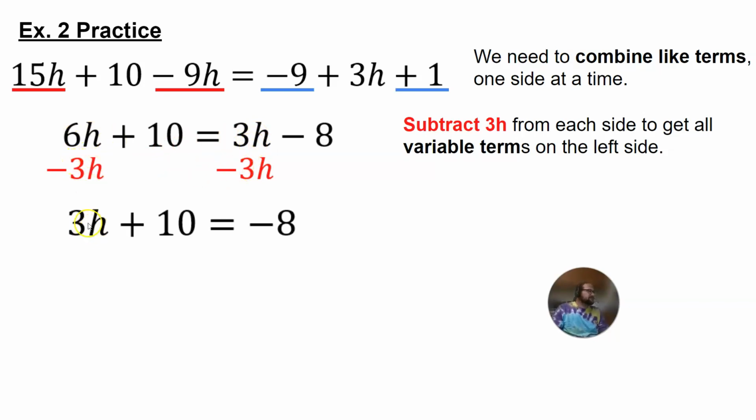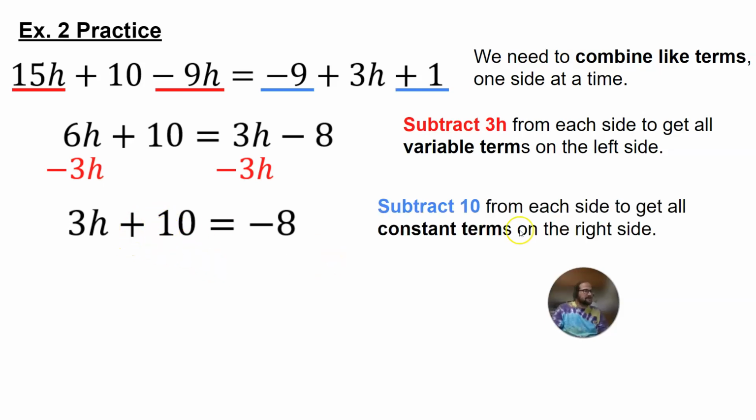6h minus 3h is 3h. And now we have our variables all on the left, but we need to get our constants all on the right. So we need to get rid of this plus 10. So we're going to subtract 10 from each side in order to get the variables all on the left, constants all on the right. So negative 8 minus 10 is negative 18.